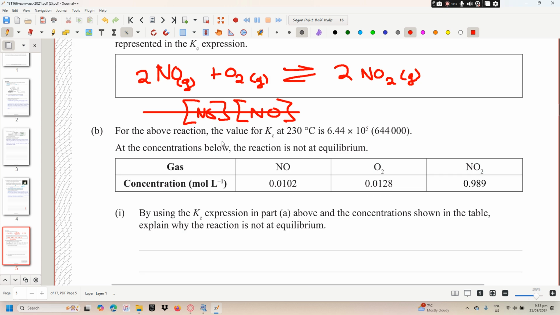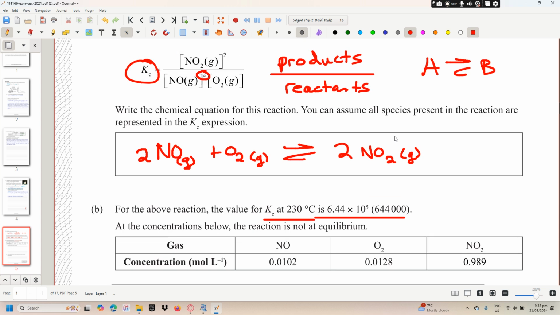For the above reaction, the value for Kc at 230 degrees is 6.44 times 10 to the 5. Okay, so it's massive. Kc is always defined at a specific temperature. If you change the temperature, you change Kc. And it is actually a unitless number, it's always expressed without a unit, never like moles per liter.